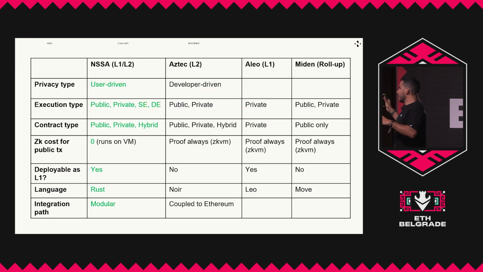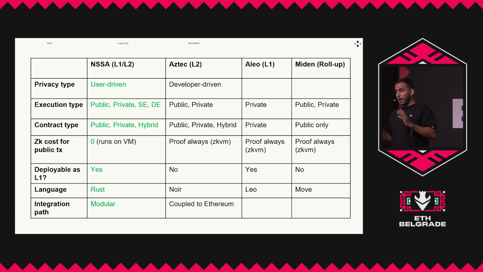So now I will just show a table on what are the differences between what we are doing and what is being done. We are not claiming that we are better. What we are claiming is that we are shifting the privacy towards the user. So we are building something that is user-driven rather than dapp-driven. We are allowing 4 execution types: public, private, shielded, and de-shielded. We are working on smart contracts that can be fully hybrid.